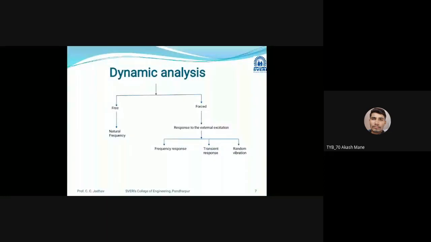Then next is random vibration. This is the nature of loading and unloading, usually input in the form of power spectral density, where you can measure the mass density, damping, stiffness coefficient, displacement, and velocity. At that time, we have to find this random vibration response. So basically, we use this type of analysis for calculating the frequency response, transient response, and random vibration response.